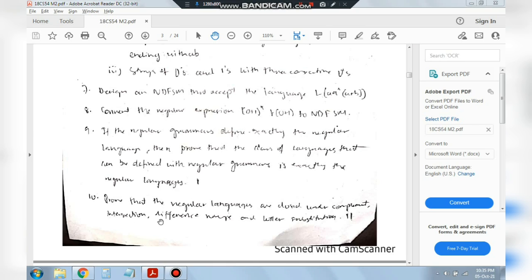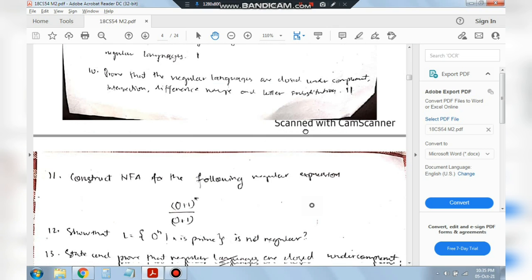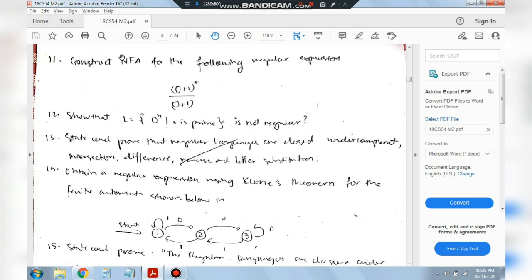The next one is prove that the regular languages are closed under the complement, intersection, difference, and letter substitution. This also we have discussed in the theory explanation. Construct an NFA, this also is done. And show that 0 power n is not regular.